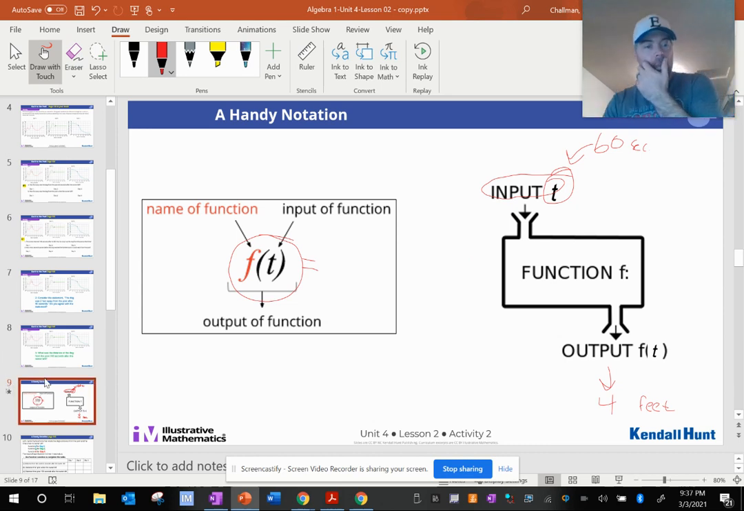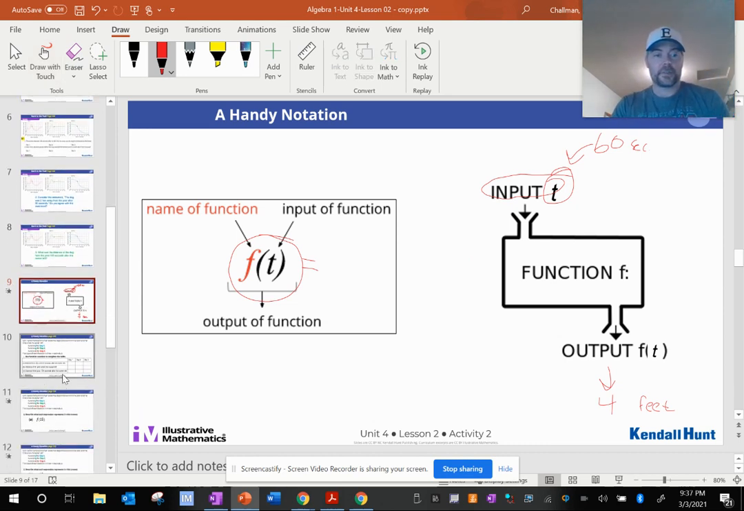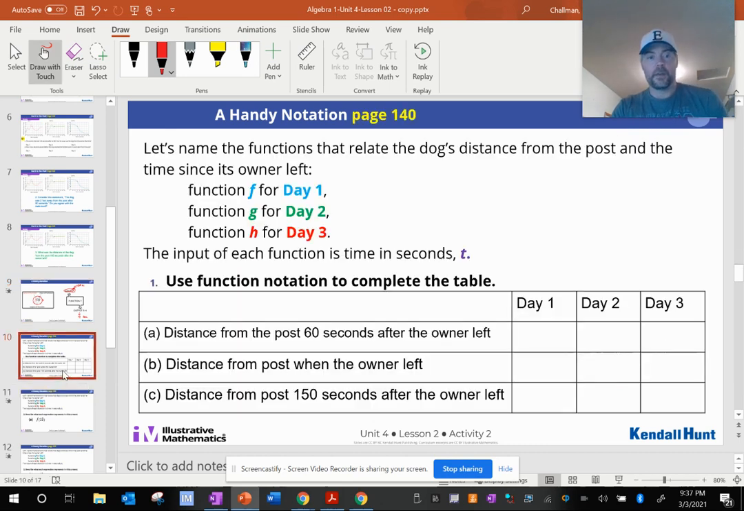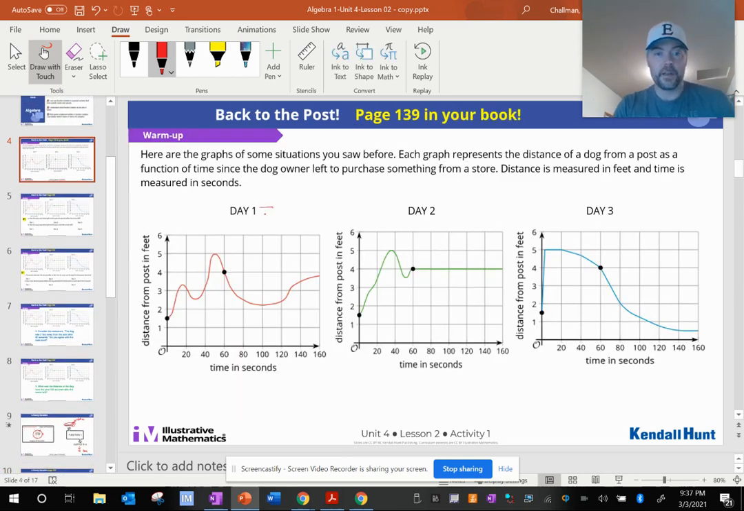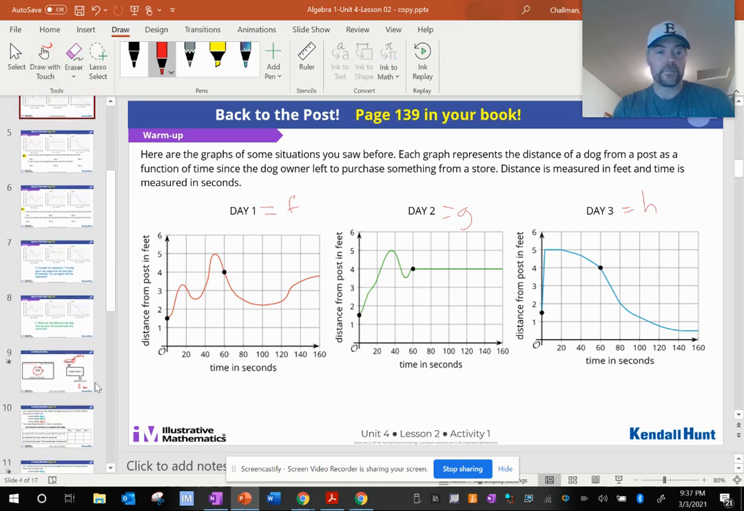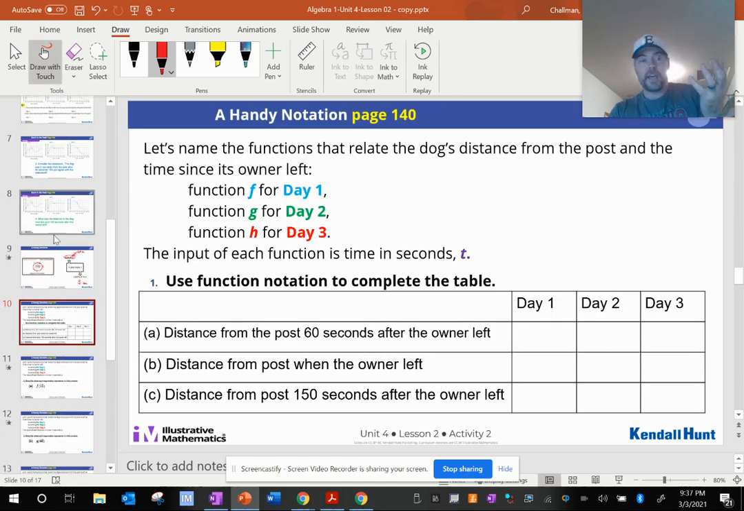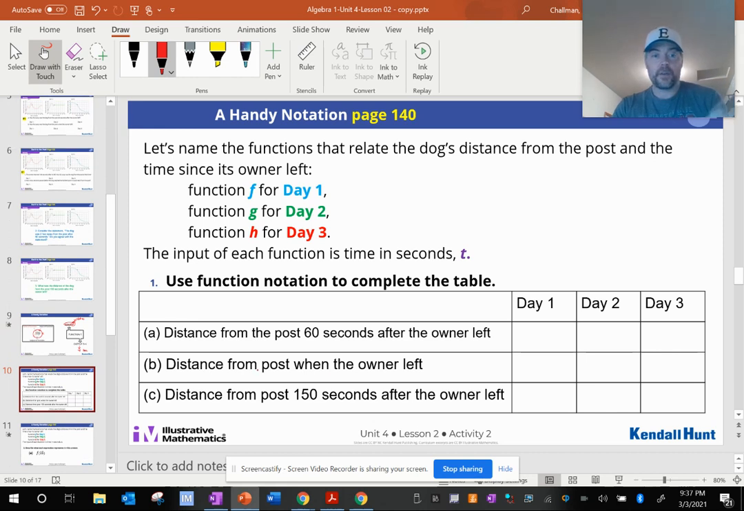Let's analyze what this might actually mean with our graphs. We're going to call each one of our distance graphs, for day 1, function f. Day 2 is function g, and day 3 is function h. If I go back up to the graphs, that means this one is function f, this one is function g, and day 3 is function h. I can analyze what's happening on this graph using this table.